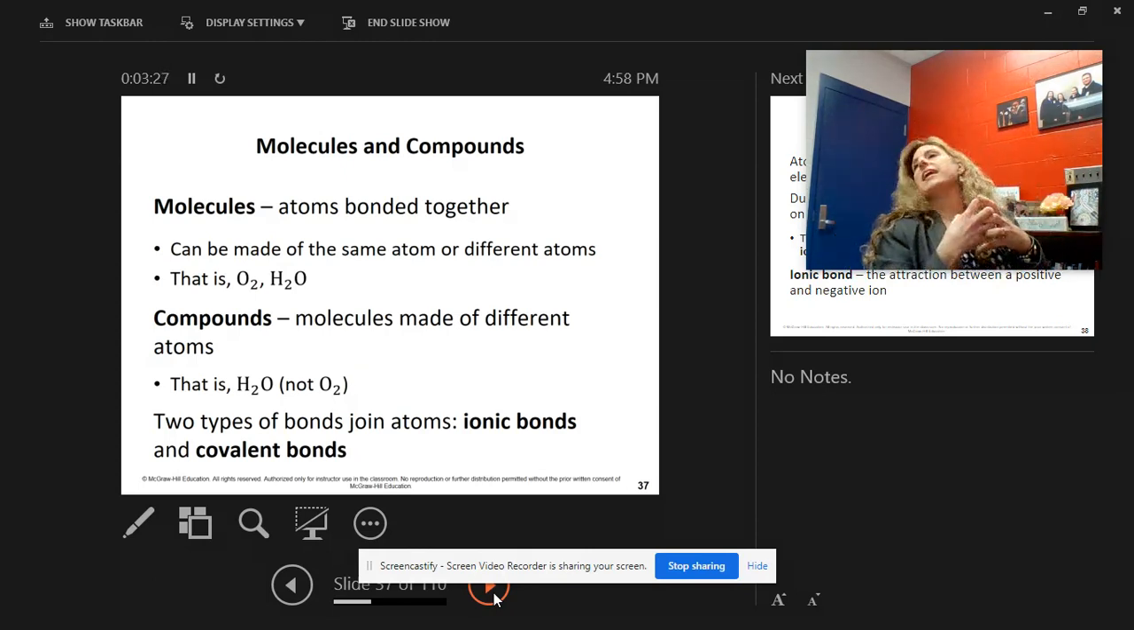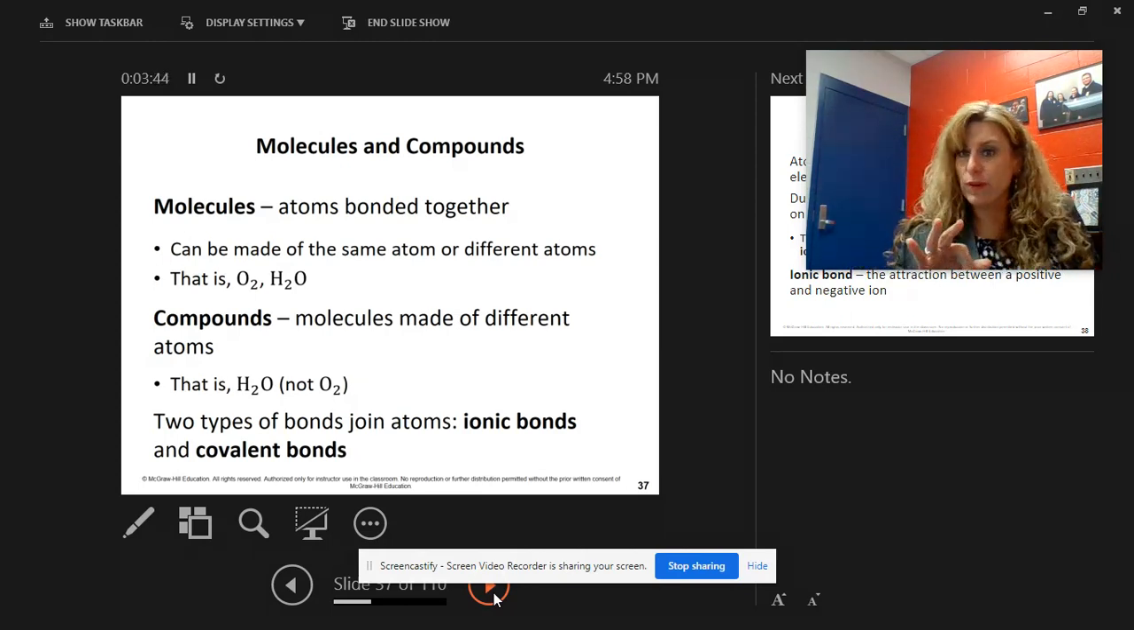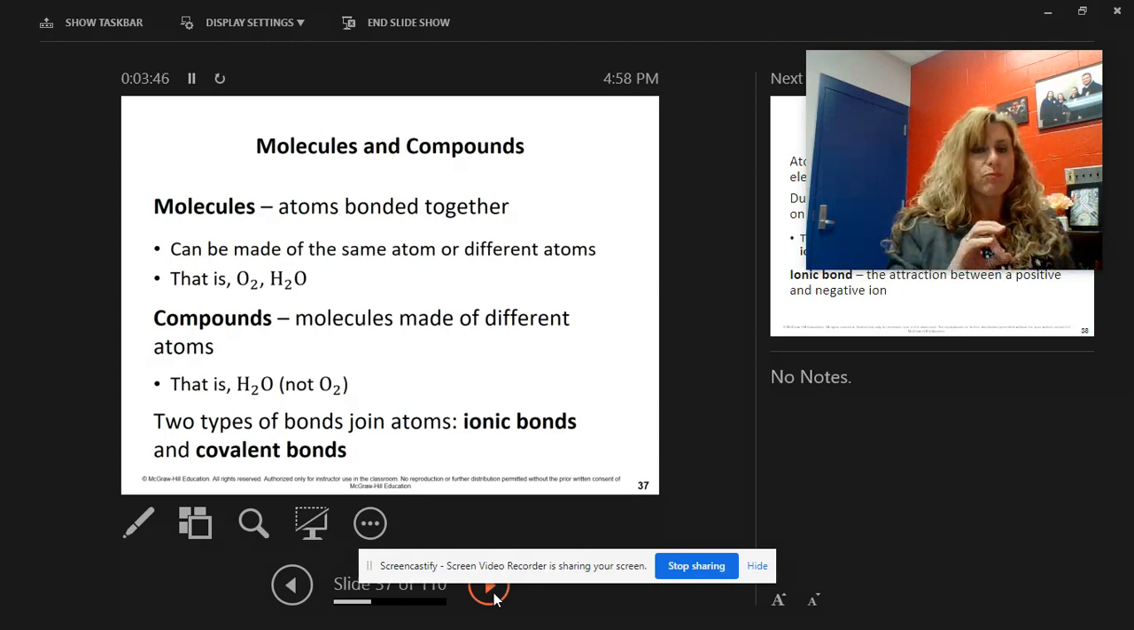And if we're making compounds and molecules, we have to join that together. We have to hold that together with something, and those are called bonds. And we have 2 that I really care about in biology, and technically 3, but we'll talk about that when we get to water. We have ionic bonds and covalent bonds.